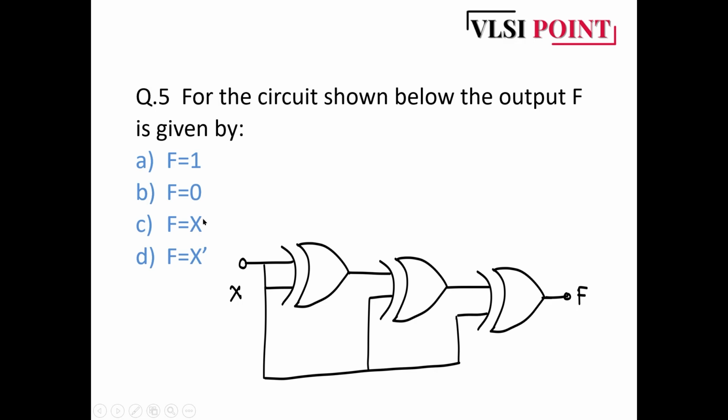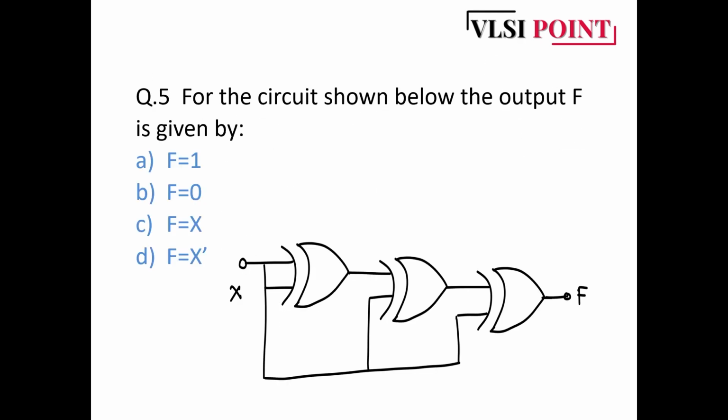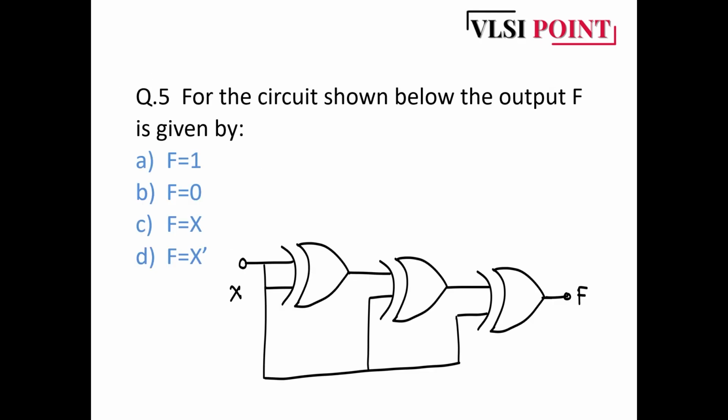Let's get started. Basically we have 3 XOR gates here. We will solve them one by one. The output of the first XOR is nothing but X XOR X. You can refer to the truth table on the right side, which is the truth table for the XOR gate: 0, 0 gives 0; 0, 1 gives 1; 1, 0 gives 1; and 1, 1 gives 0. So if you have the same inputs to the XOR gate, we get 0. Clearly, the output of the first XOR gate is 0.